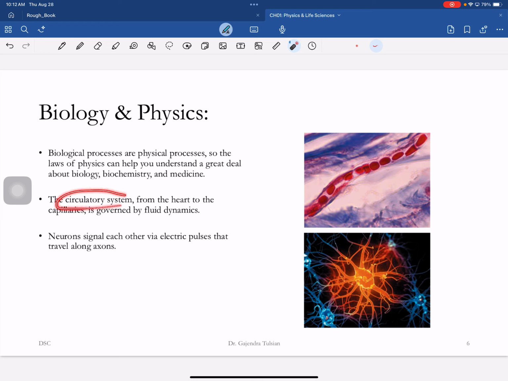So the circulatory system from the heart to capillaries is governed by fluid dynamics. So neurons signal each other via electrical pulses that travel along axons. So here's a neuron, and it's connected to other neurons, and they talk to each other via electrical signals.